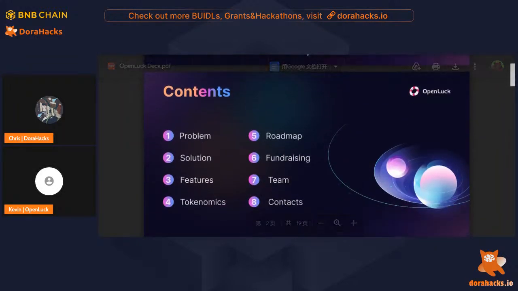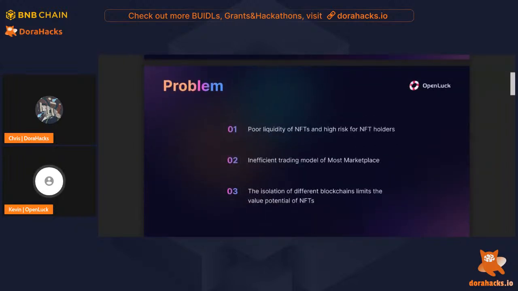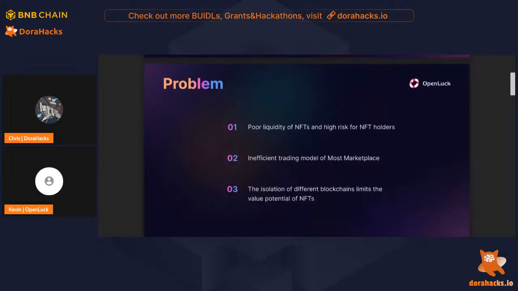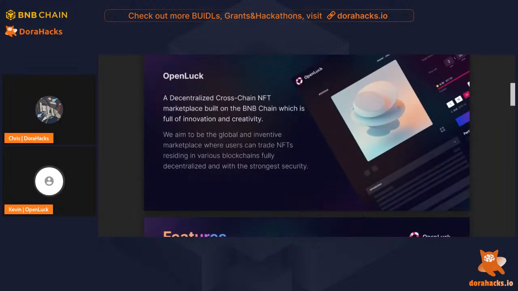The first part. We found the following problems in NFT transactions. The first is poor liquidity of NFTs and high risk for NFT holders, and an inefficient trading model in most marketplaces. The isolation of different blockchains limits the value of NFTs. Then we checked these problems and proposed solutions. We aim to be the global and innovative marketplace where users can trade NFTs from various blockchains, fully decentralized and with the strongest security.